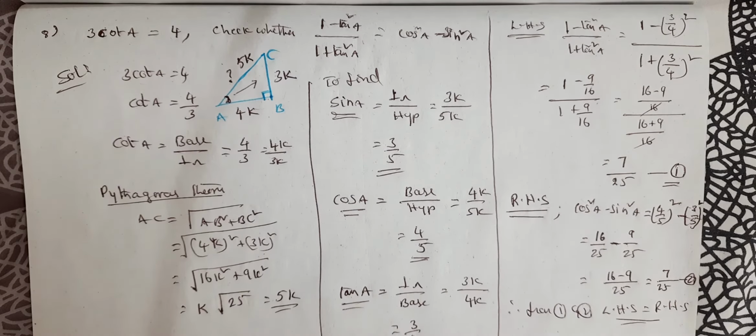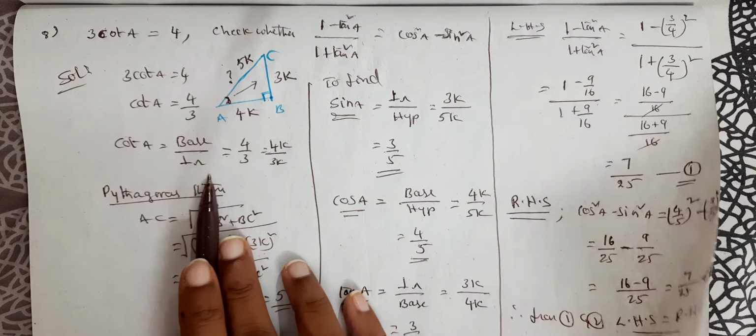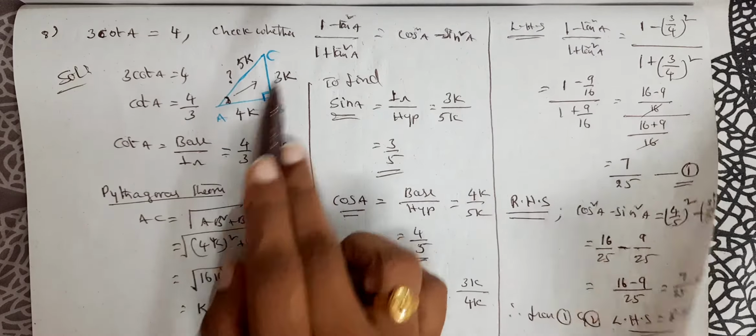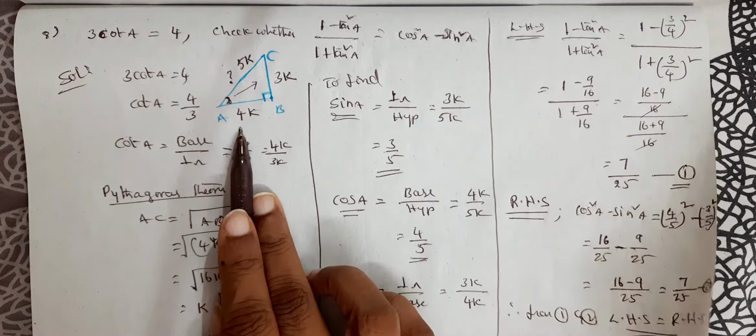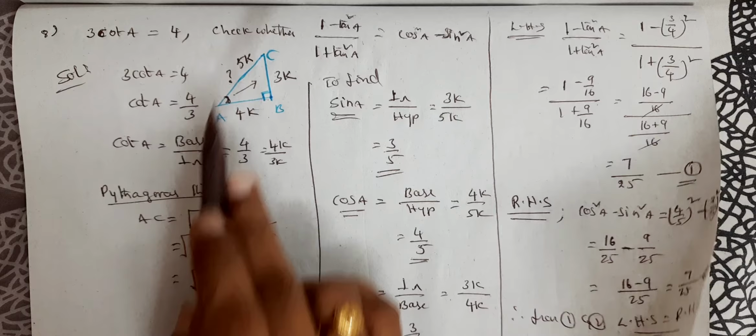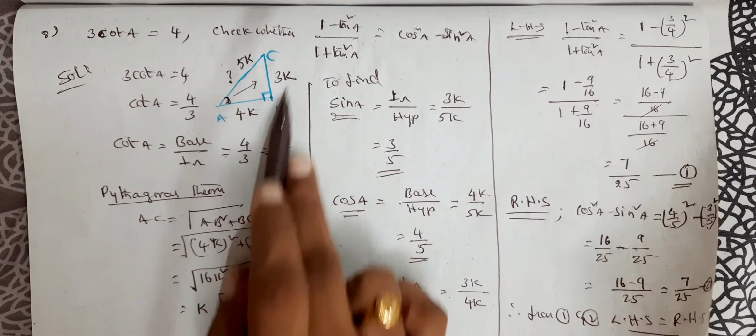So I'll just repeat the complete problem process. Right, see what is given, 3 cot A is equal to 4. From this you can find out cot A by transposing 3. Now when you know cot A, from the basic definition of cot, you will know the two sides of the right angle triangle. Once you know the two sides of the right angle triangle, applying Pythagoras theorem, you find the third side. Now you know all the three sides of the triangle.